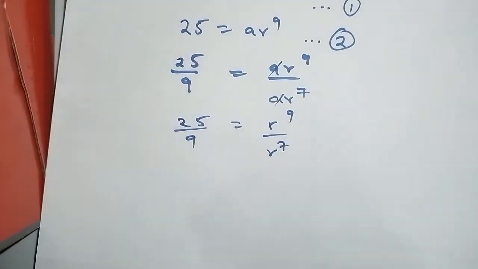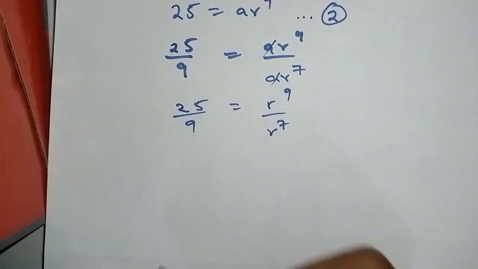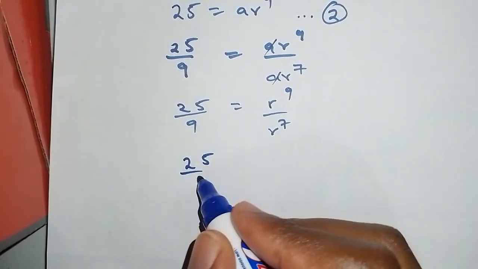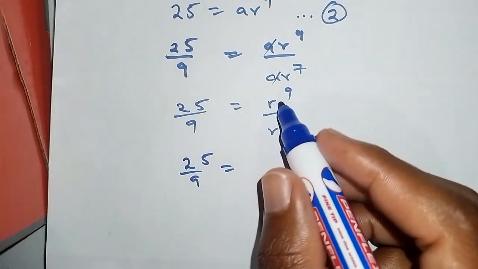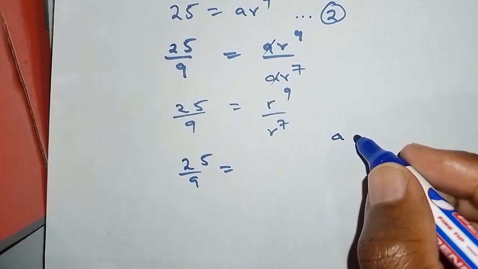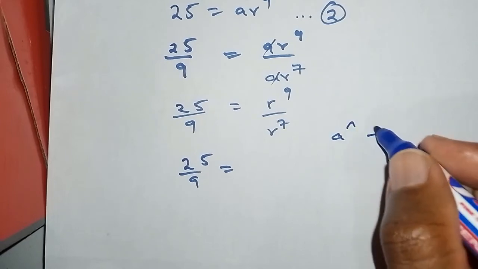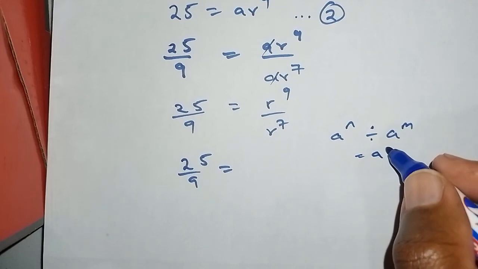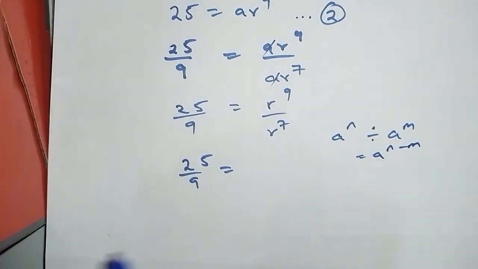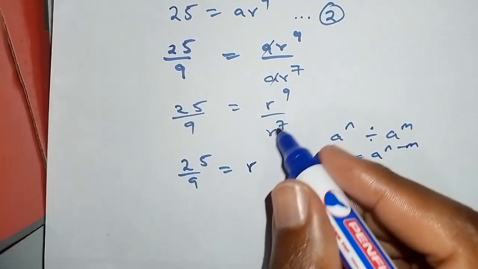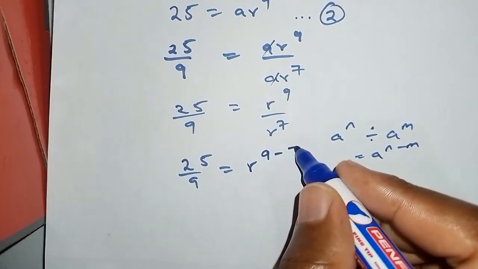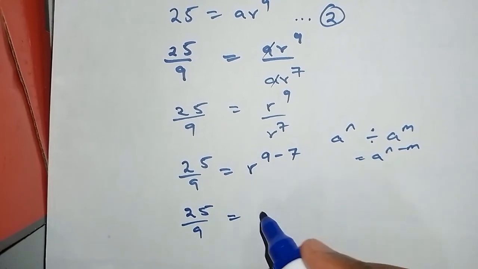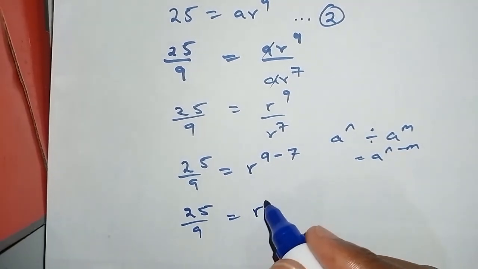Laws of exponents. If you forgot the laws of exponents, go to my first video, you're going to get them. Now I have 25 over 9 equals to. The laws of exponents say that when I have a to the power n divided by a to the power m, it will give me a to the power n minus m. Similarly here, I'm going to have r to the power 9 minus 7. And then 25 over 9 is equal to r to the power 2.